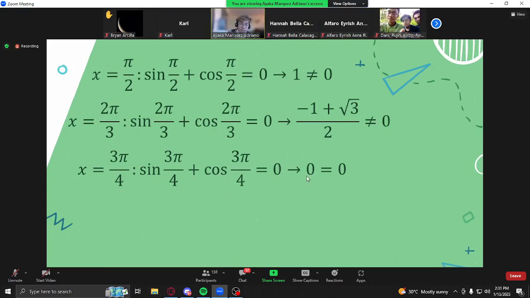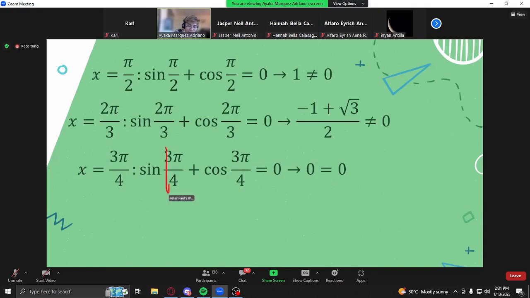So, meaning, kapag pinalitan natin yung x ng 3 pi over 4, makukuha natin yung exact value, which is 0. So, kapag sa periodical exam, yun yung value ng missing x. By trial and error, you were able to get the correct answer. Did you get it? Okay.